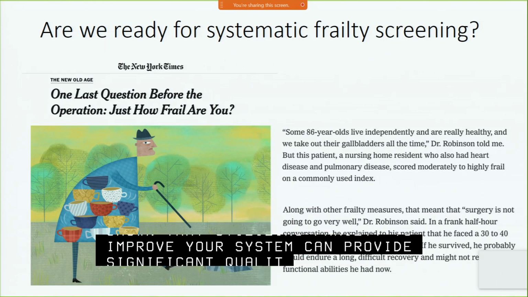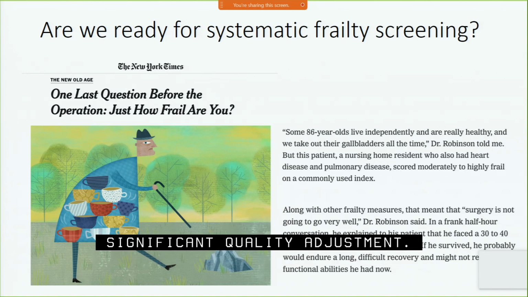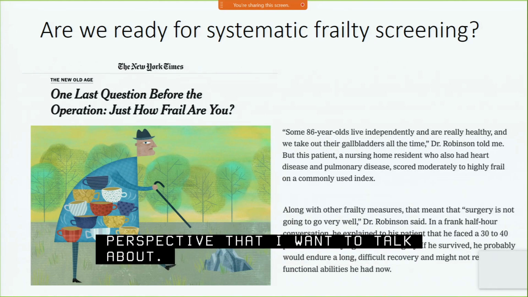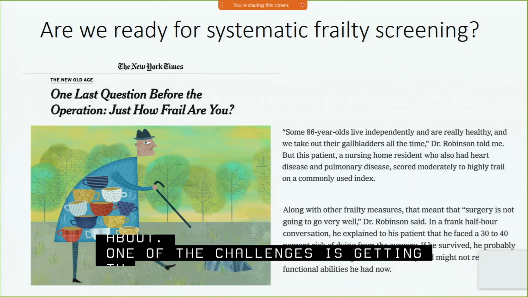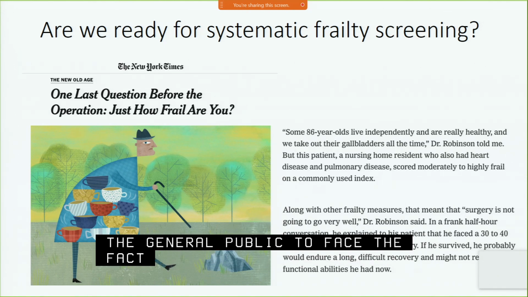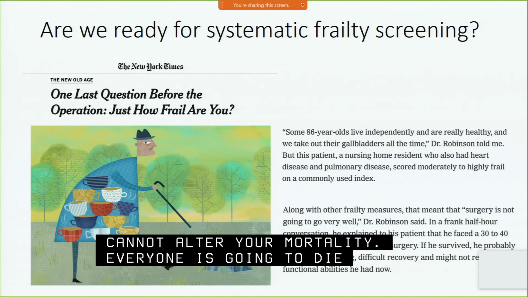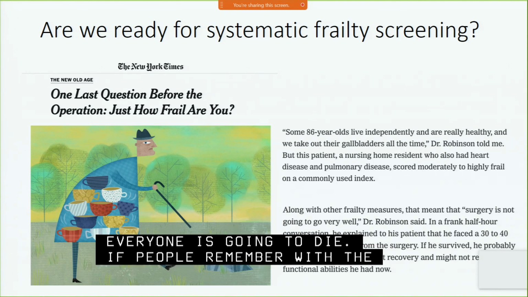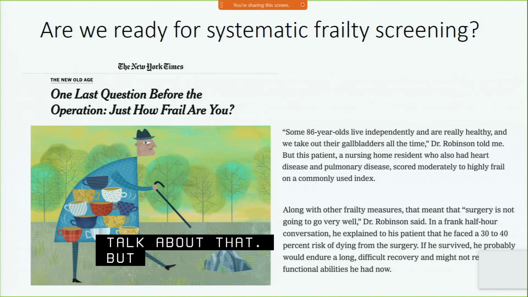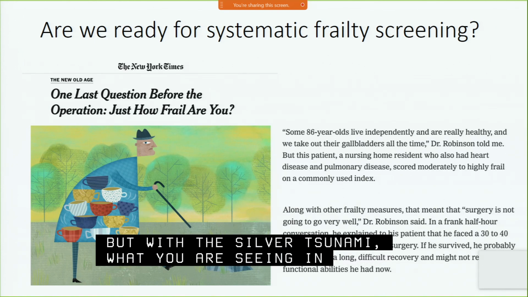This is from a health policy perspective that I want to talk about. One of the challenges is getting the general public to face the fact that we as physicians cannot alter your mortality at the end of the day. Everybody is going to die. And if people remember with the death panels, nobody wanted to talk about that. Yet with this silver tsunami, what you're seeing in the lay press is we're going to have to start talking about it, and people are willing to start talking about it.